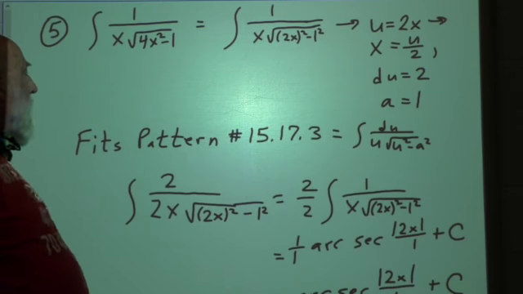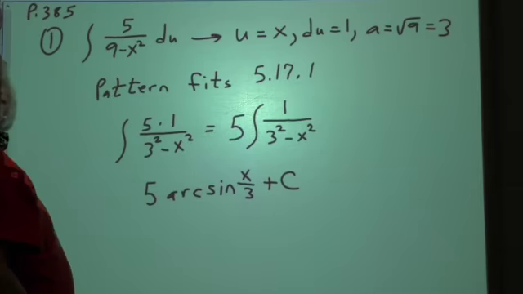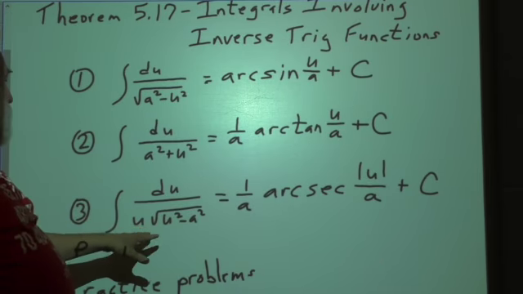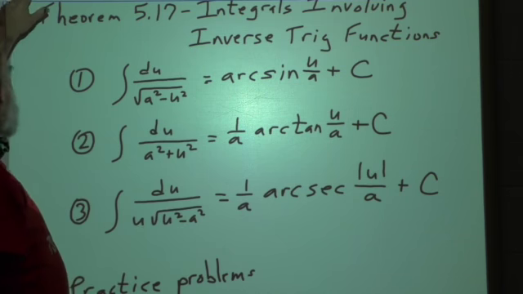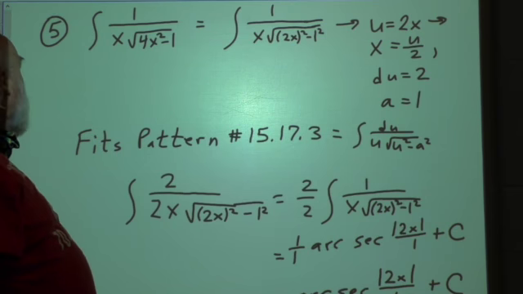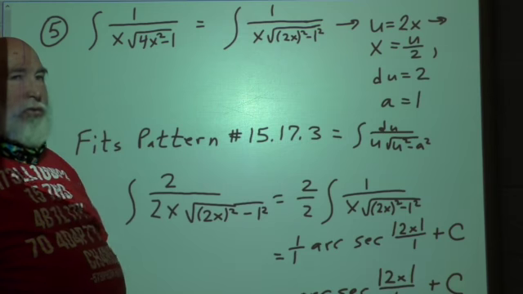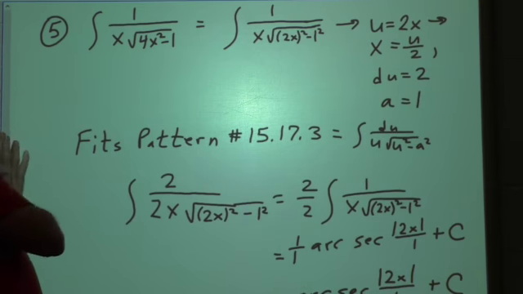For number 5, the pattern here is going to involve the secant part. The secant part looks like du over u times the square root of u squared minus a squared. That's why we're choosing that, because we have a non-radical multiplying a radical here. That lets us know it's going to be that third one, the secant one.